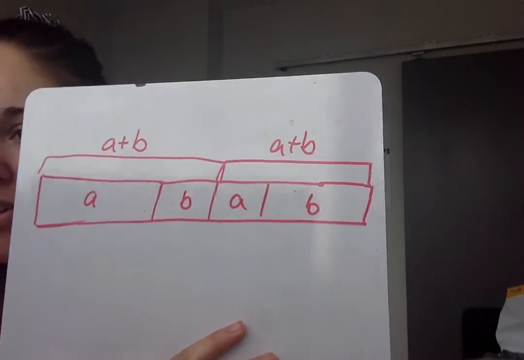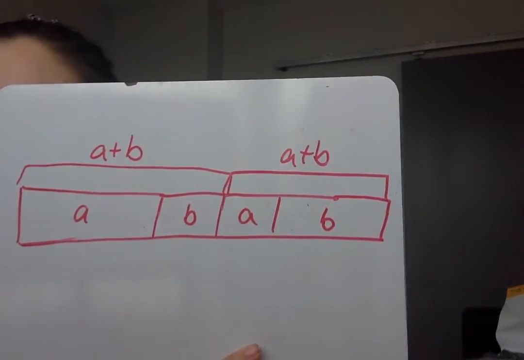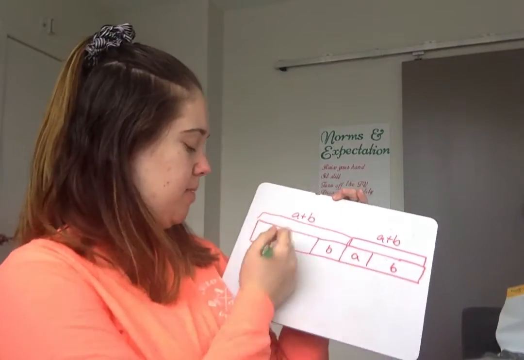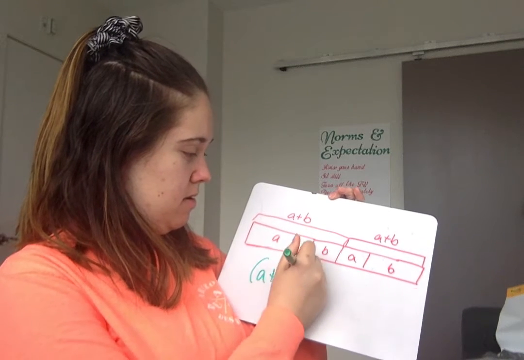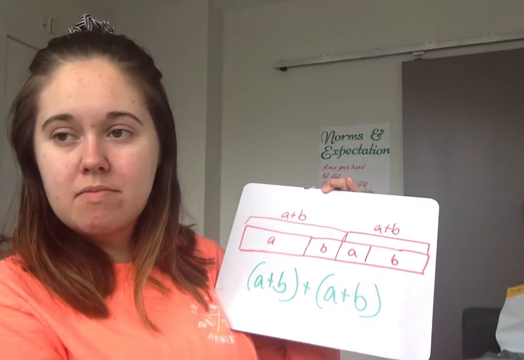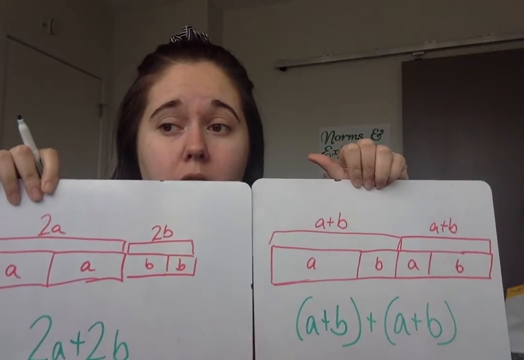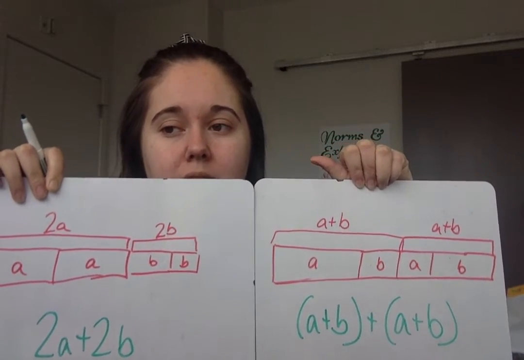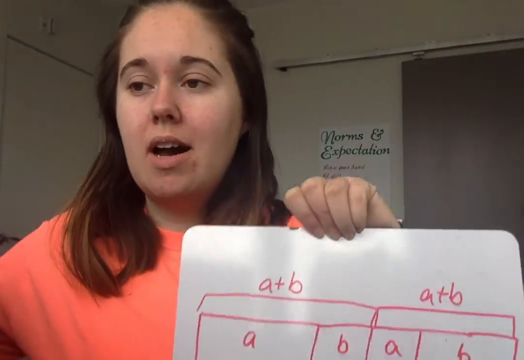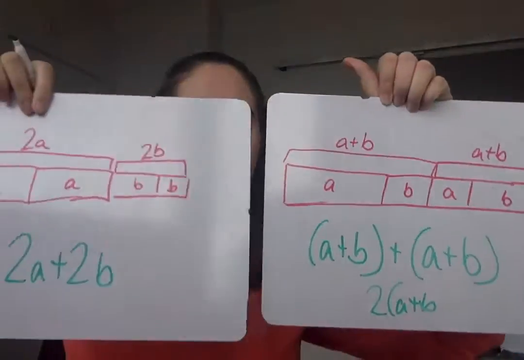All right, let's look at this next one. (a plus b) and (a plus b). So how many a's are in this expression? 2 again. How many b's are in this expression? 2. What expression could we write to represent this? We could do a plus b plus a plus b. Right? So are these two expressions equivalent? Yes. Both models include 2 a's and 2 b's. So therefore, 2a plus 2b equals 2 times (a plus b). These are all equal to each other.